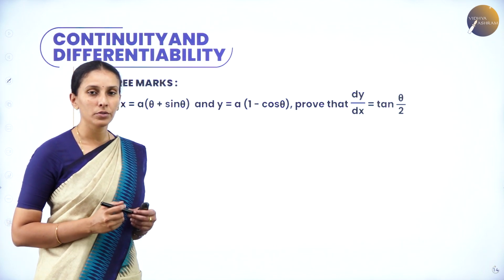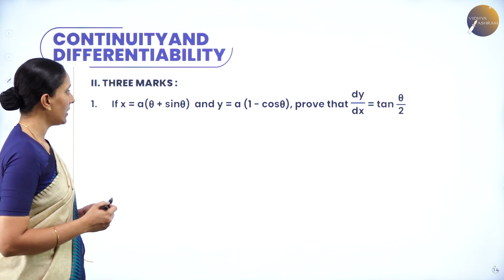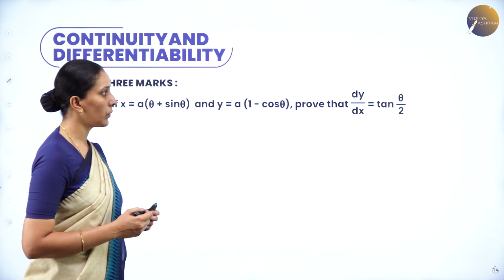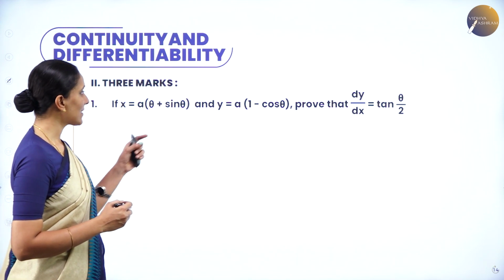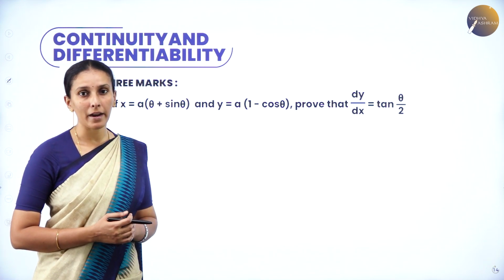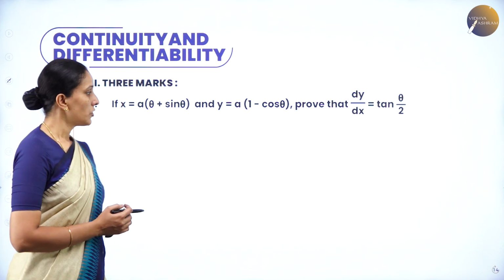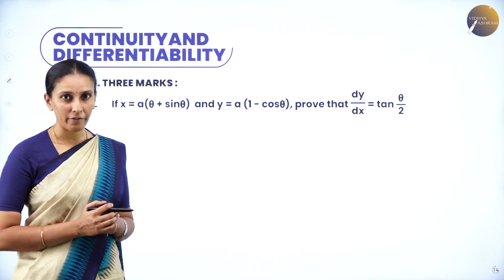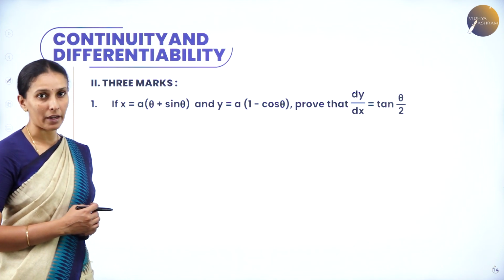Now let's move on to the category of 3-mark questions. If x is equal to a(theta plus sin theta) and y is equal to a(1 minus cos theta), prove that dy by dx is equal to tan theta by 2. So here both x and y are expressed in another parameter theta. So this is an example of a parametric function. While differentiating a parametric function, we always differentiate with respect to the parameter and then we find dy by dx.